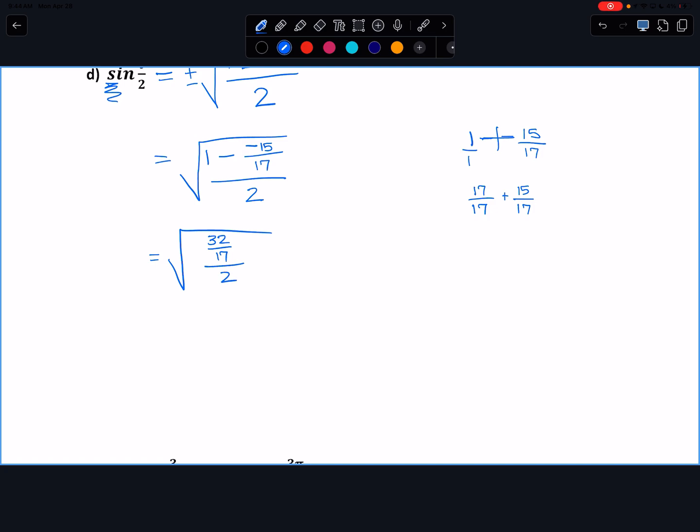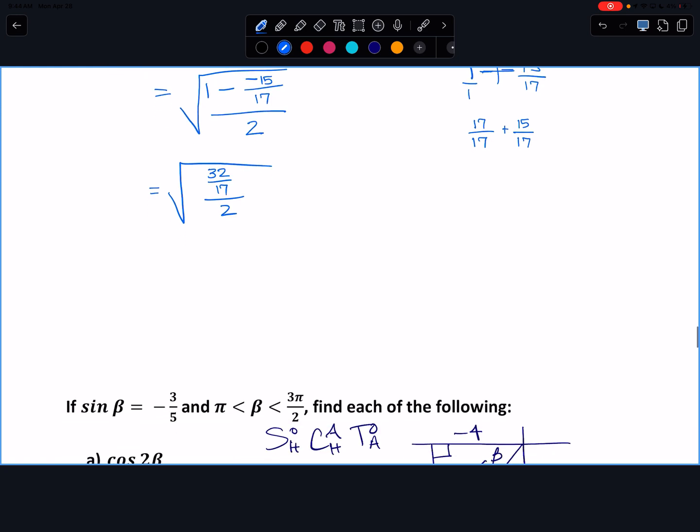What do? Keep, change, flip. So we're going to keep 32 divided by 17. We're going to change it to multiplication. And then this is a 2 over a 1. So that's going to become 1 over 2. So you can multiply straight across the top, straight across the bottom. That's going to give you 32 divided by 34, right? And then that reduces to 16 over 17. What's another way I could have gotten that?